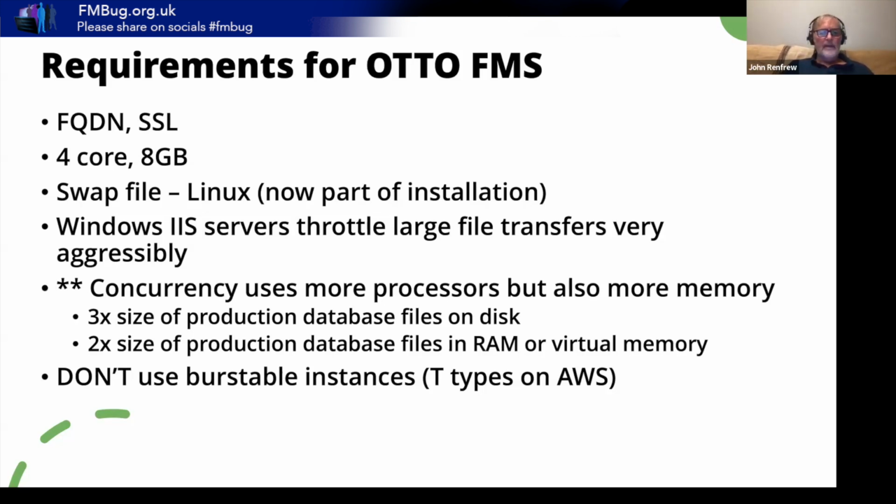memory. And just don't use T-type instances on AWS, the burstable ones, which say, oh, we'll build up credits when you're not doing anything and then use them when you are. Otto's very processor intensive, and eventually it'll just kill the instance down to a point where it's crawling, and then you'll wonder why it's taking forever. So just don't use T-type instances.